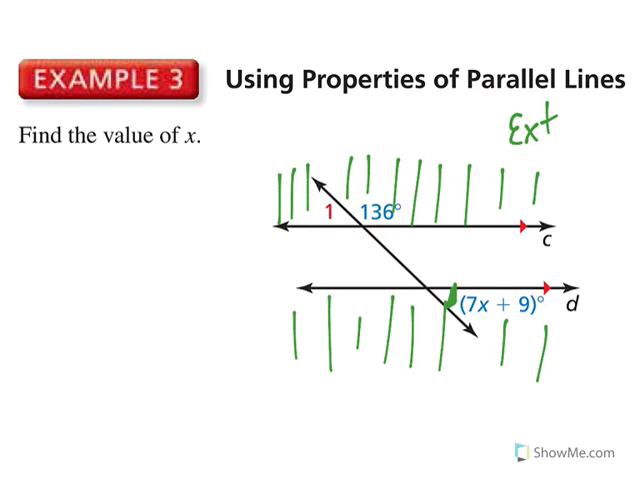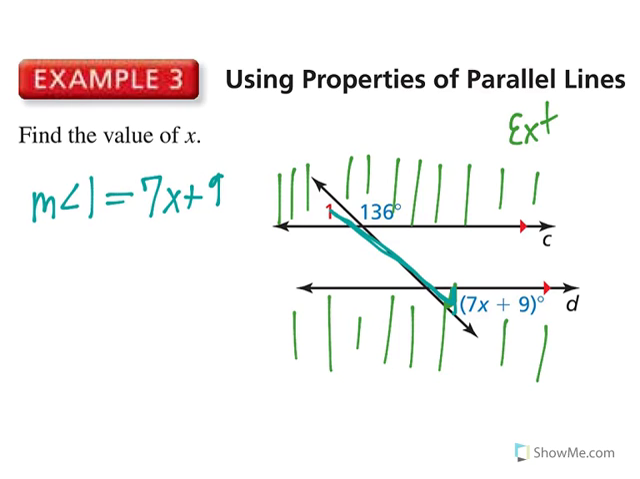So 136 and the 7x plus 9, they are on the same side of the exterior, right? I wouldn't have to cross my transversal to get to them. Well, we don't have any properties on that one. All we have properties on is our opposite side's exterior, right? So if I'm looking at this 7x plus 9, opposite of it would be this 1. So we know alternate exterior angles are equal to each other, so I could write out that the measure of angle 1 would be equal to our 7x plus 9.